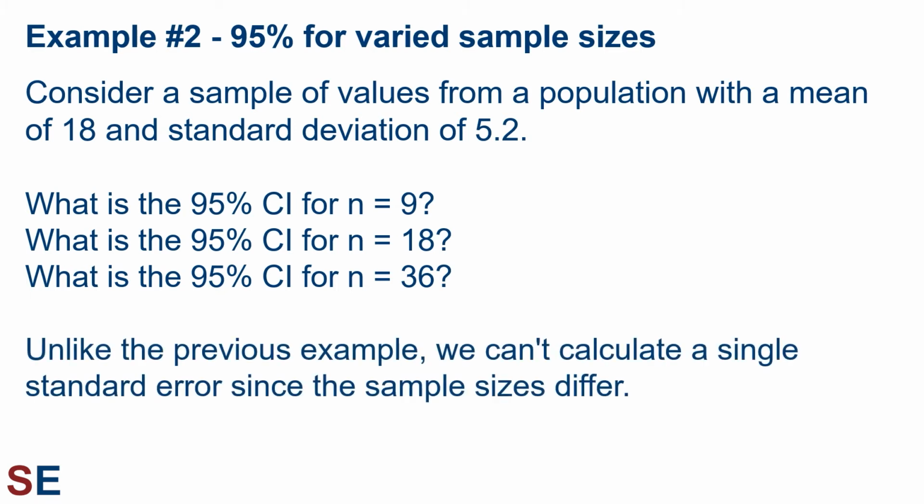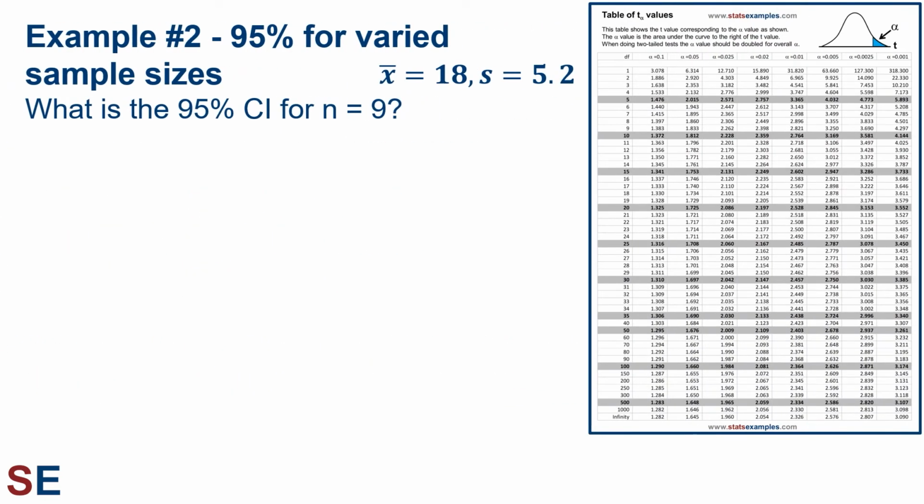Unlike the previous example, we can't calculate a single standard error since the sample sizes differ. Remember that the standard error term had the square root of the sample size in the denominator. Let's look at our first sample.